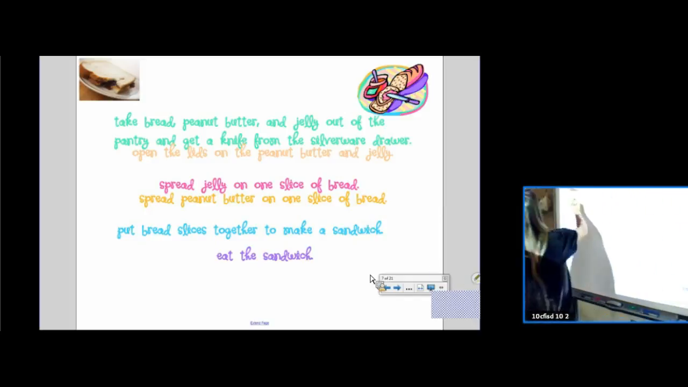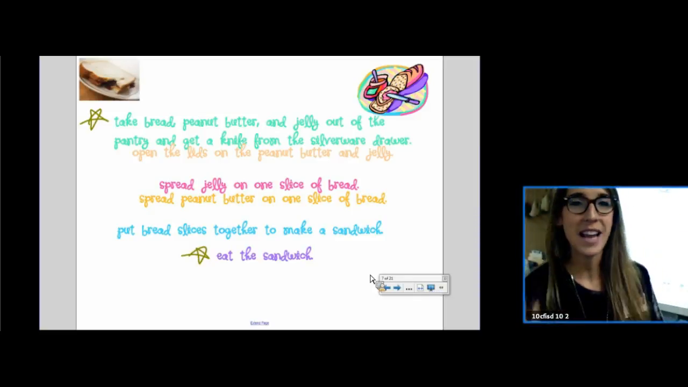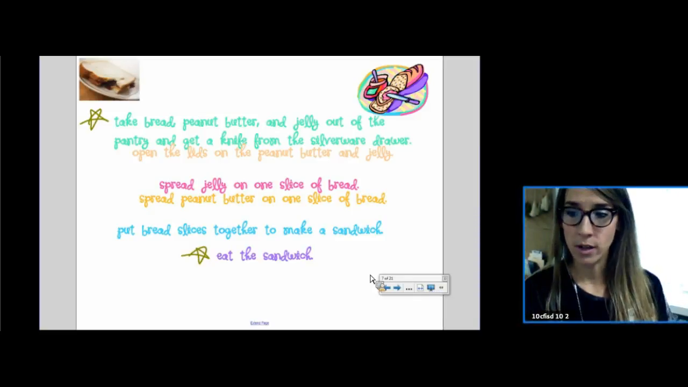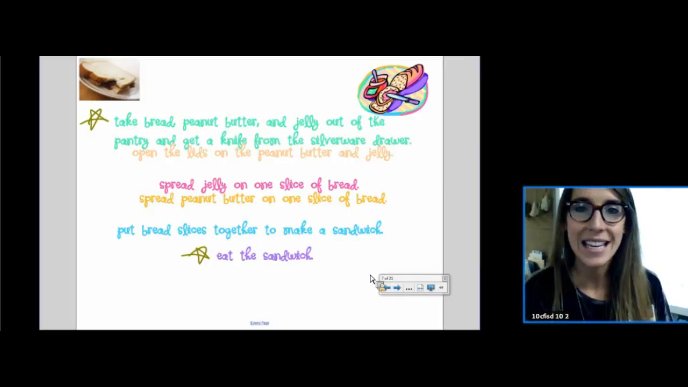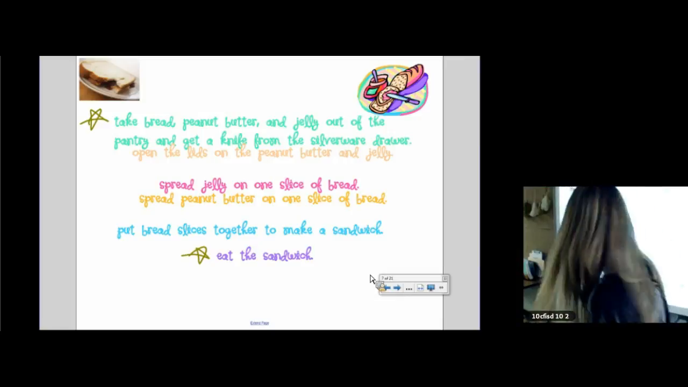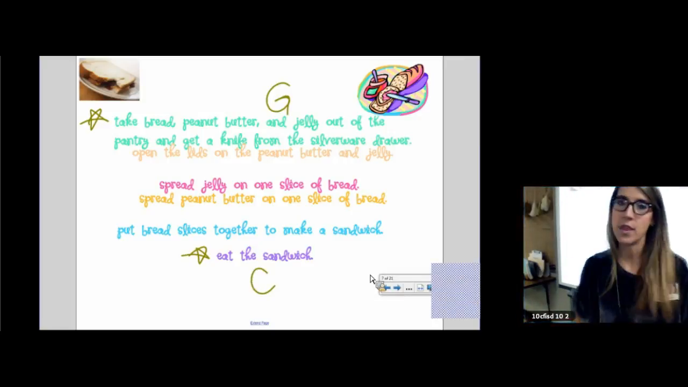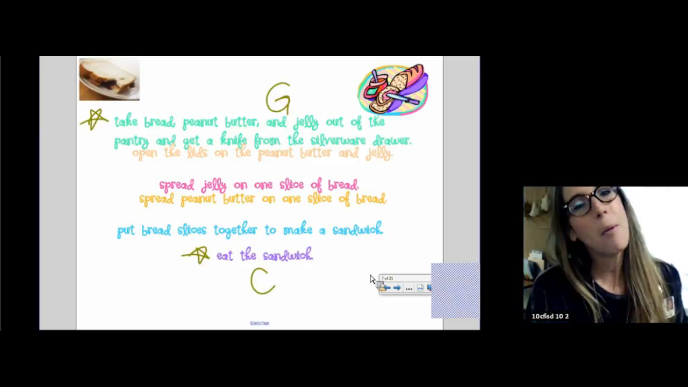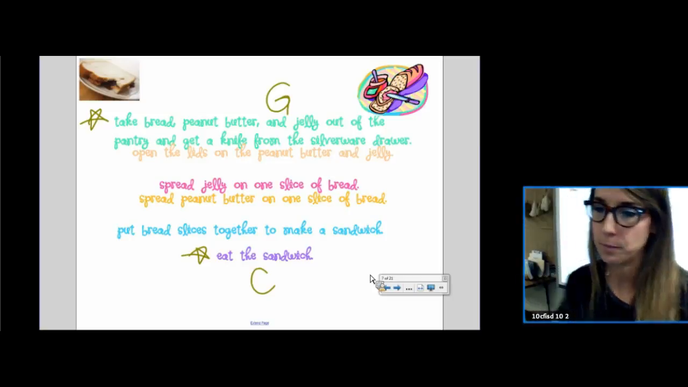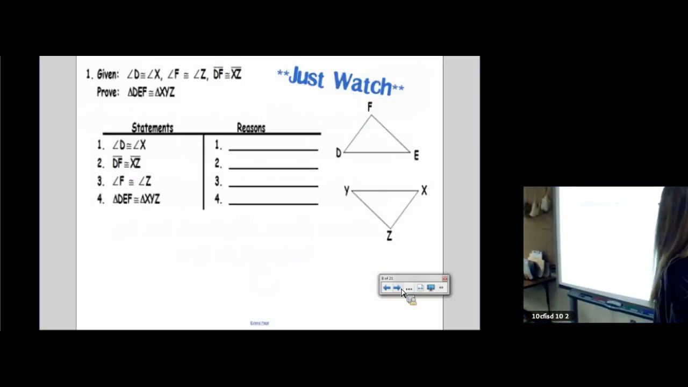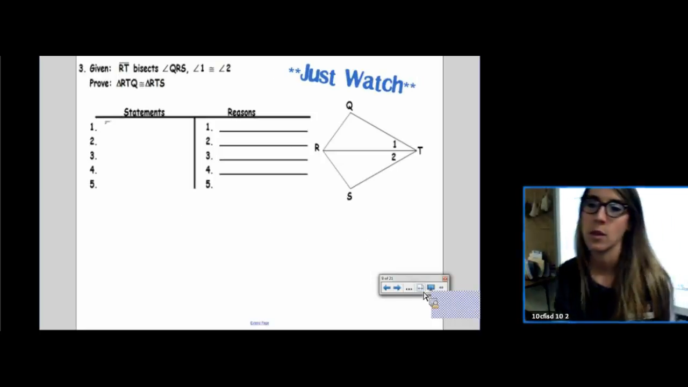So what I'm trying to say is that the first step and the last step are pretty much set in stone, just like a proof. You will always start with a given, and you will always end with a conclusion. But what you do in the middle sometimes can be in a different order than what other people do. Okay. So on these, you can just watch. You don't need to put this in your notes.